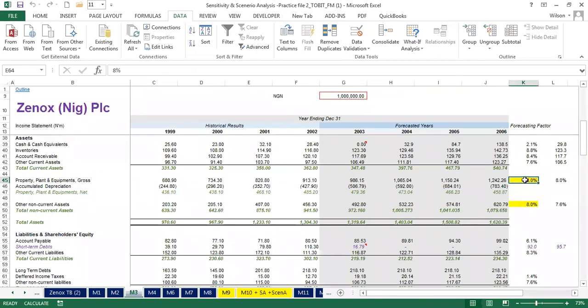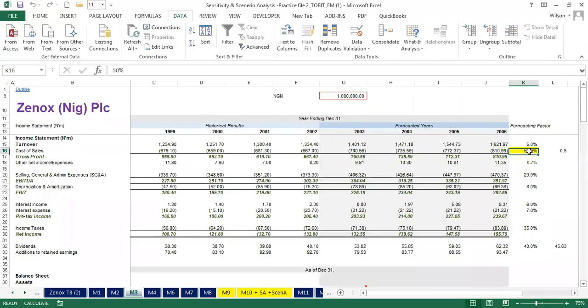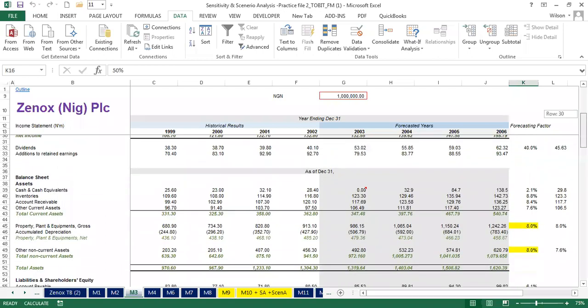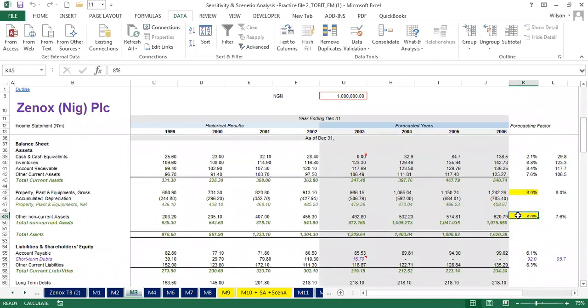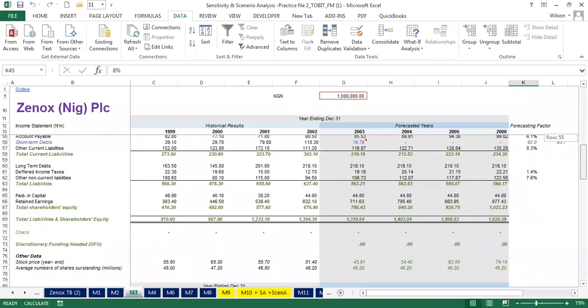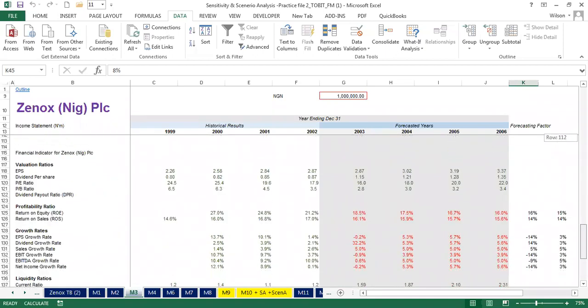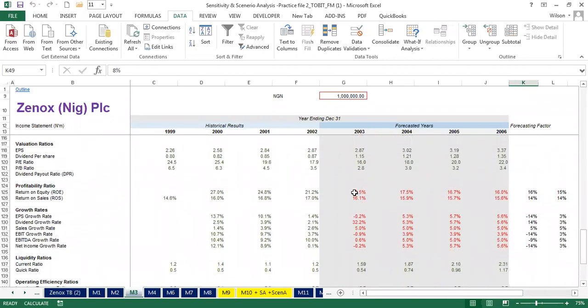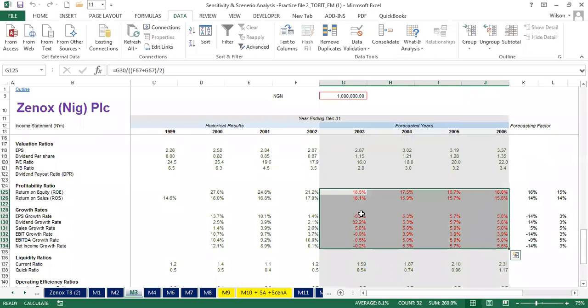So in M3, what we did was to change the forecasting factor. If you can see these ones in yellow, we changed the forecasting factor. By changing the forecasting factor, we examine the effect on our ratios. If you can remember, these are the ratios. And how do we do the comparison of those ratios?